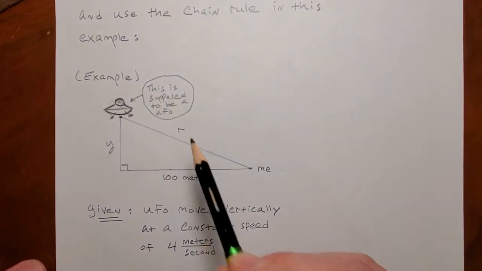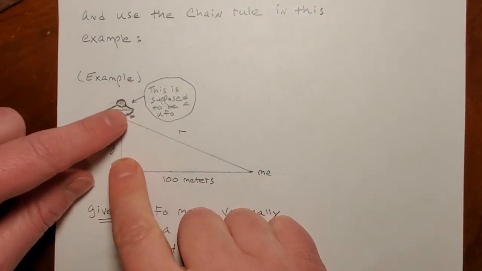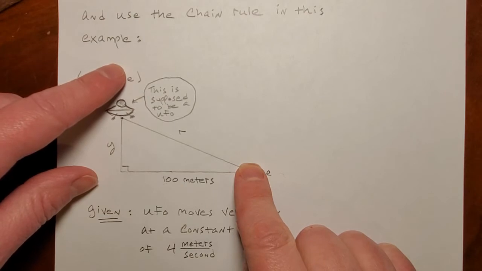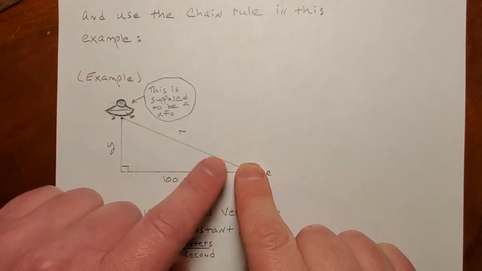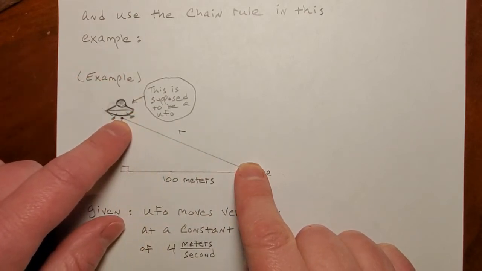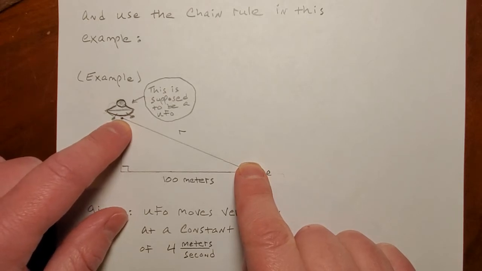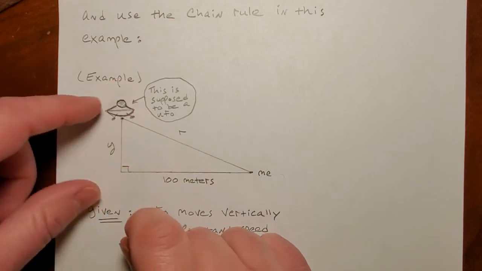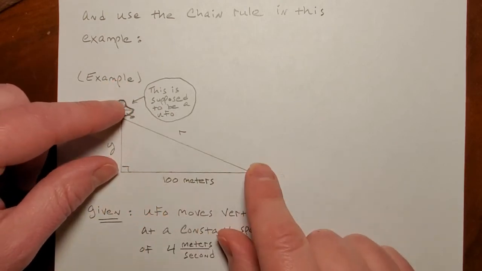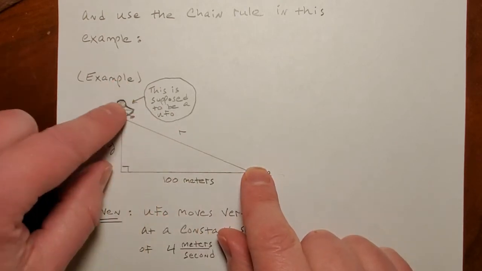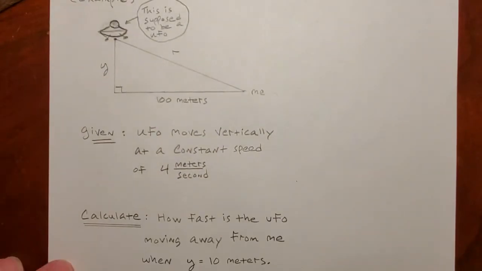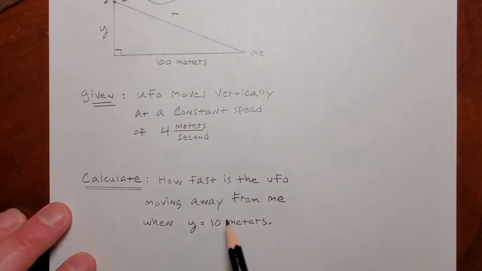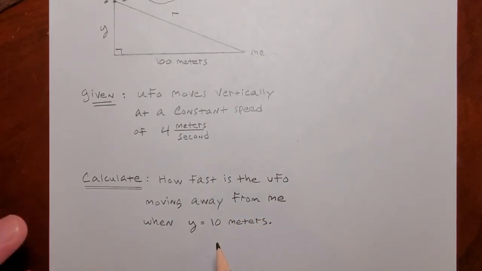So it's like, I want to know, sure, it's moving up, but it's also moving away. So this distance r from me directly to the UFO, that's changing also. Because if it's going this way, the height of the triangle is getting bigger, but so is the hypotenuse, so is this distance. So it would make sense that, yeah, if I know how fast it's rising, I could tell you how fast it's moving away.